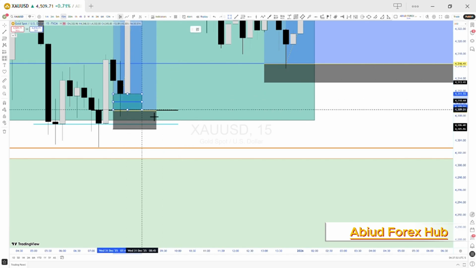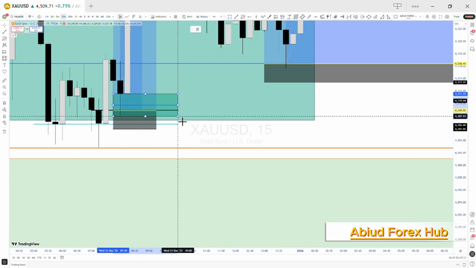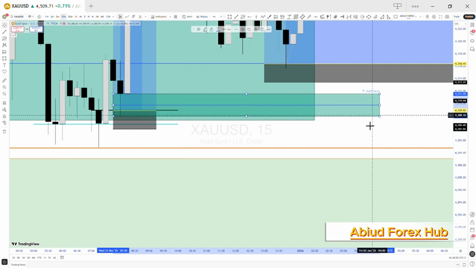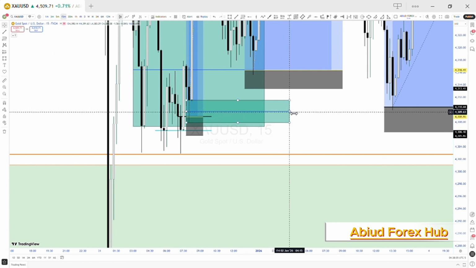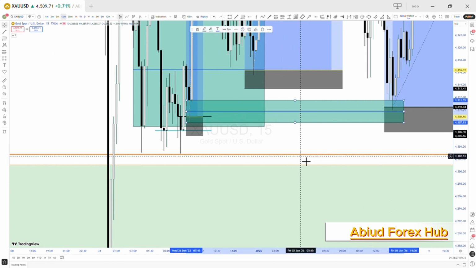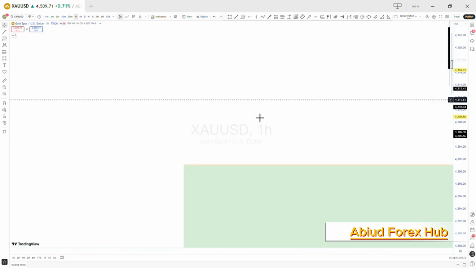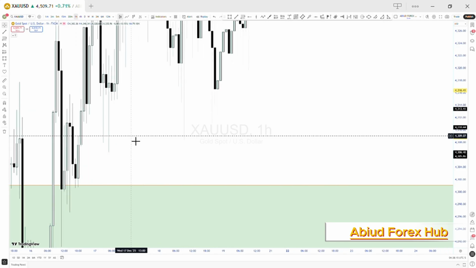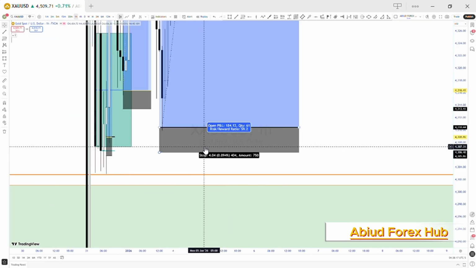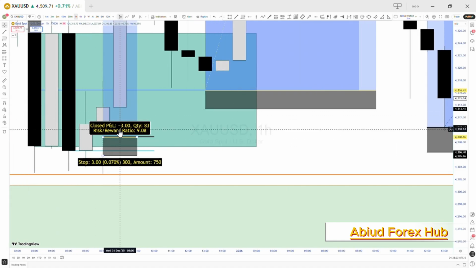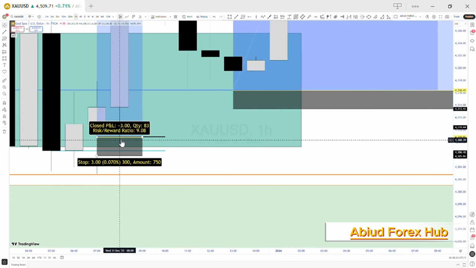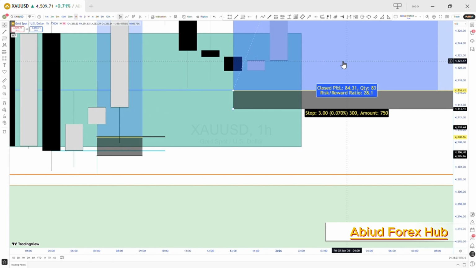For those who know about ICT, they know consequent encroachment is usually marked on the PD arrays. So this consequent encroachment, we target that and we set it at the level of what? At that level, right? No, sorry, I ought to have done it on the 1 hour. Let's go back to the 1 hour. Yes, this is where we had this rejection. Yeah, the rejection.